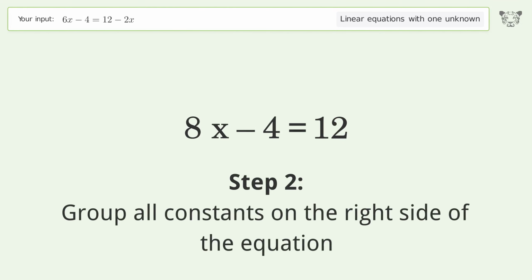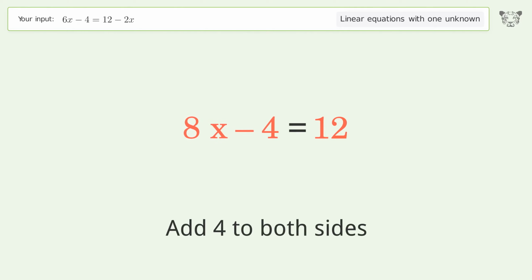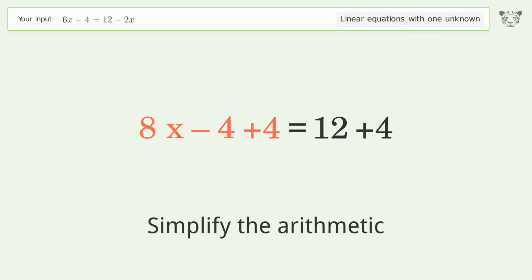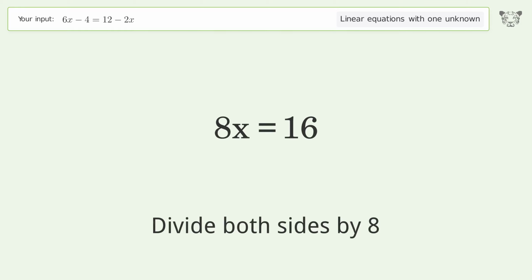Group all constants on the right side of the equation. Add 4 to both sides. Simplify the arithmetic. Isolate the x. Divide both sides by 8.